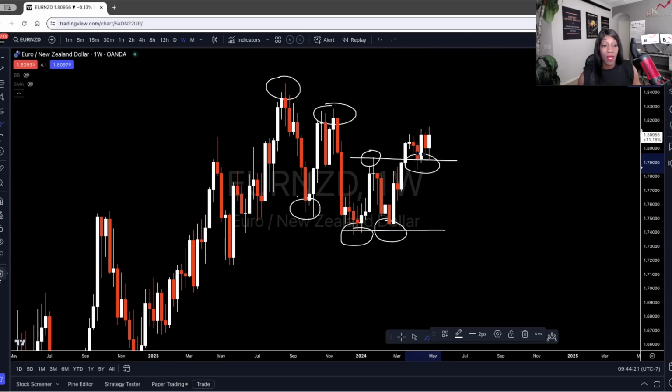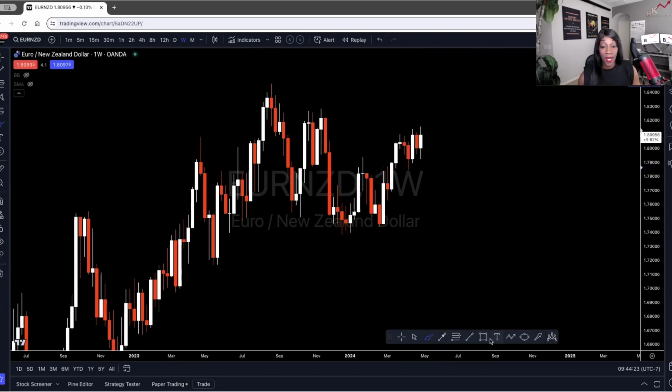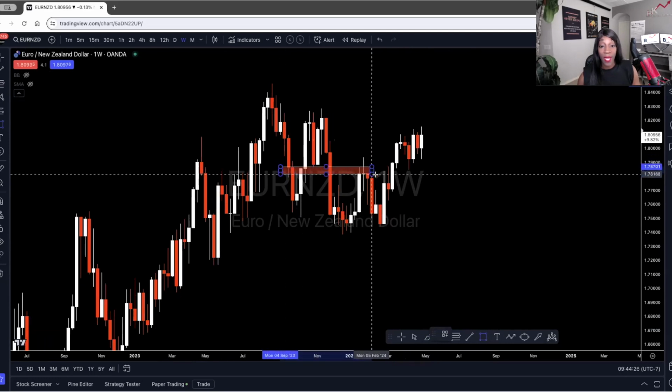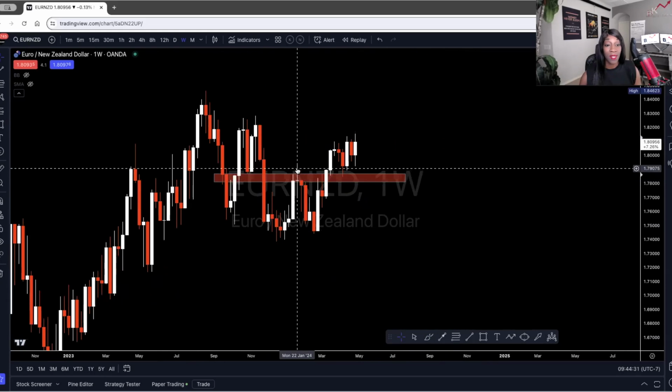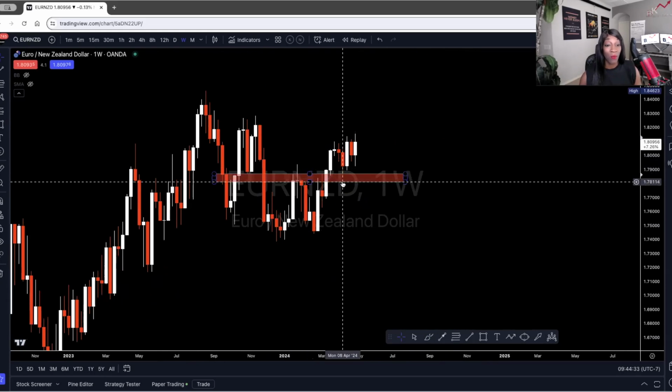So for example, if I were looking at this from a weekly perspective, I would be looking at this area right here, this neckline of the double bottom, because if price breaks above this neckline, I would expect for it to come back and retest the area.